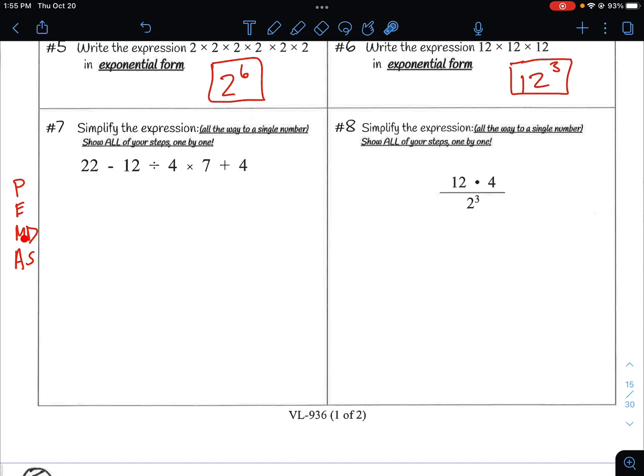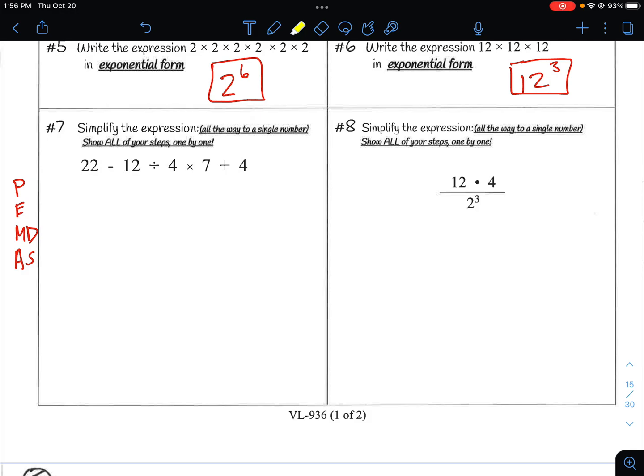If you have multiplication and division, you'll go left to right. So number 7 gives us a perfect illustration of that. There are no parentheses, no exponents, but we do have both division and multiplication. Even though we call it PEMDAS and it seems like multiplication is before division, no, multiplication is not before division. They're both on the same level.